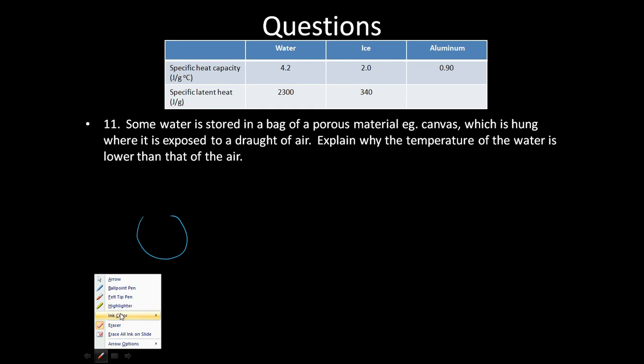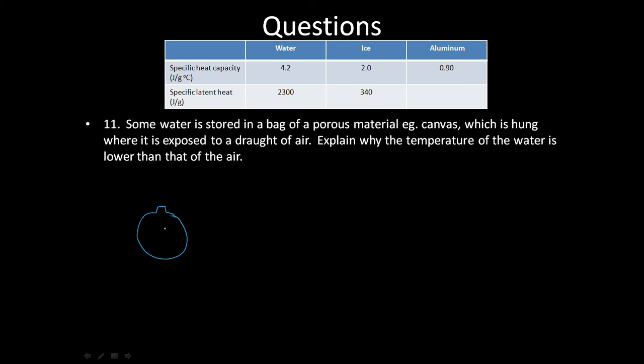So I guess like what you see in those cowboy movies, when it's in a satchel thing. And I put the strap right here. So it's contained in a bag of porous material, for example canvas, which is hung, weighted, exposed to a draft of air. Explain why the temperature of the water is lower than that of the air. Anytime I ask questions like that under a certain topic, it has to do with latent heat. Okay?